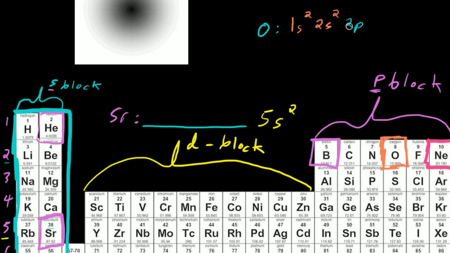How many electrons do we have to fill up? Oxygen has 8 electrons because its atomic number is 8. We already have 4 electrons in our configuration, so we are going to have 4 electrons in this p orbital, and that gives us 8 electrons overall.